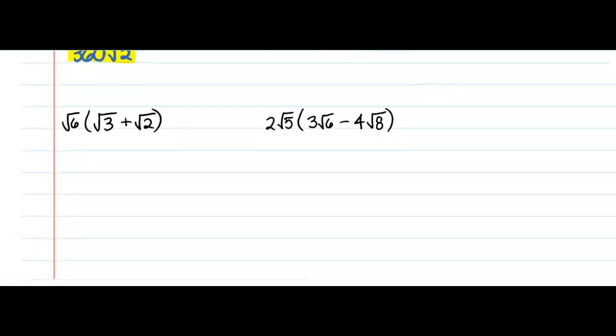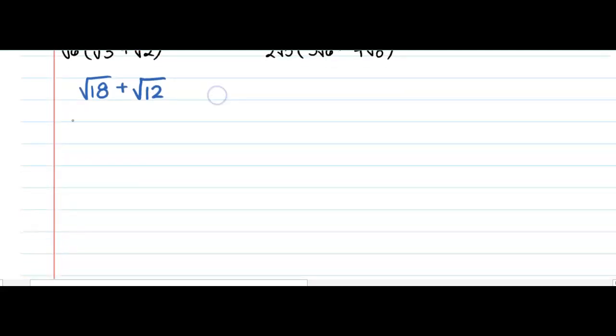The last two examples involve the distributive property. We need to multiply first this radical outside times the first radical in the binomial, and then do it to the second term. So when I multiply radical 6 times radical 3, I get radical 18, plus radical 6 times 2 makes 12. And now I need to rewrite them with prime factors.